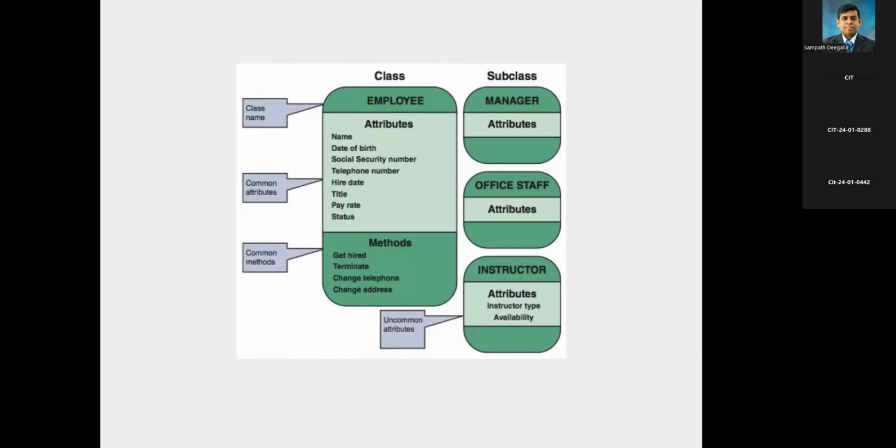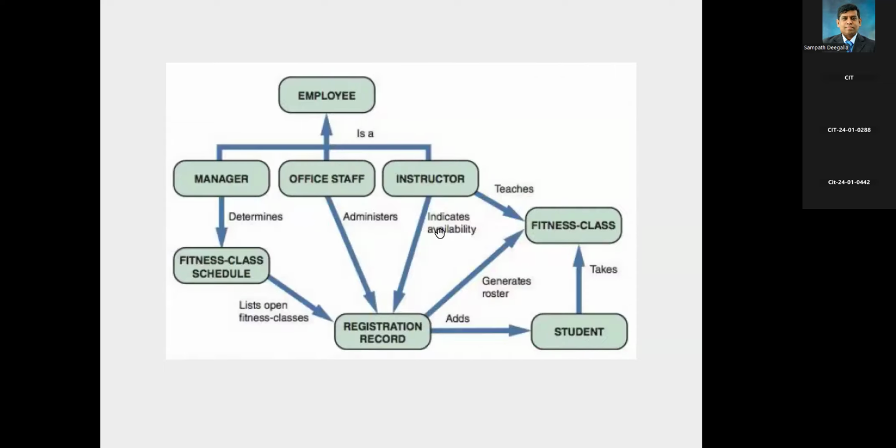So here you can notice, we discussed this idea about the three different classes. Then again, that's about the superclass and subclass relationship. In an object diagram, this is called an "is a" relationship, because manager is an employee, office staff is an employee, and instructor is an employee. So this part actually represents that.